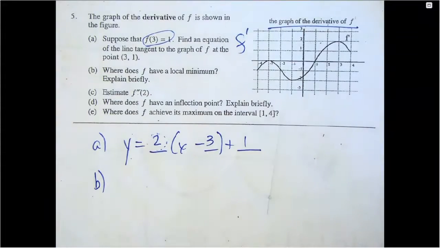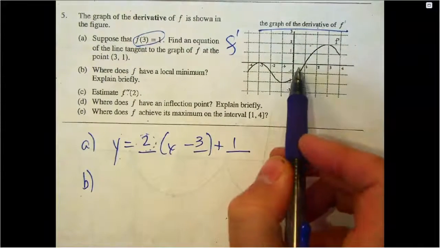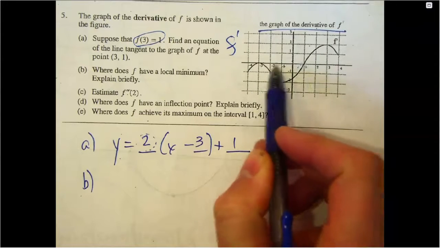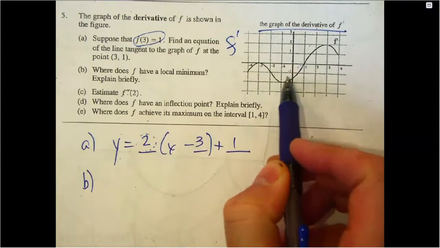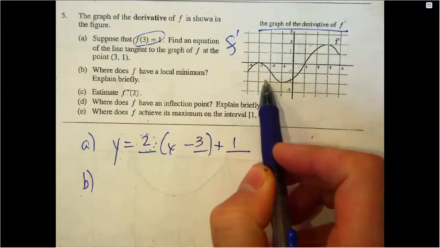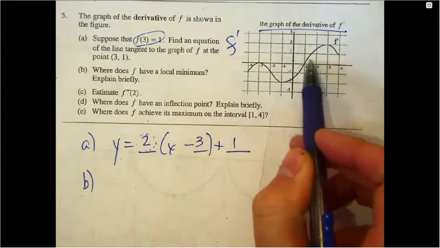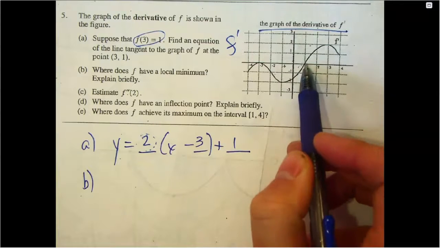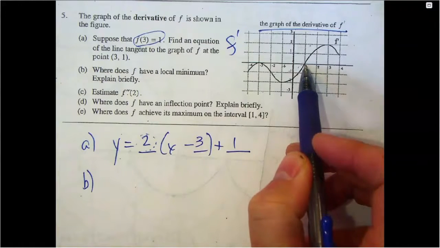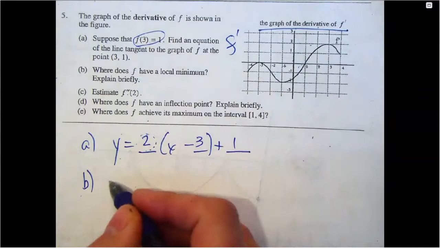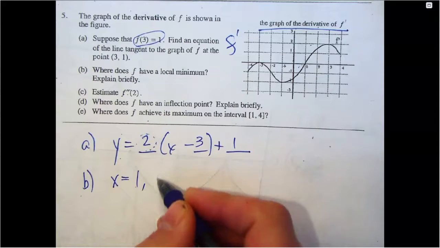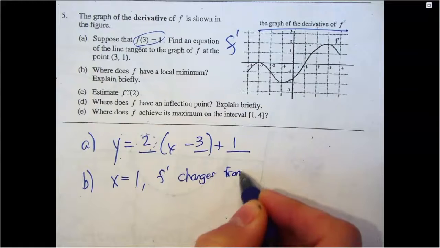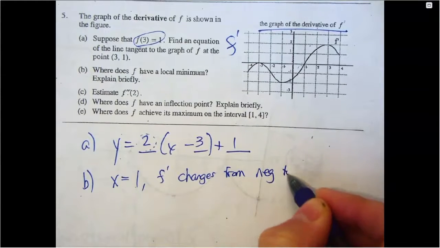Part B, where does f have a local min? So the original graph is doing what during all of this? Decreasing. The derivative is negative, or the derivative is below the x-axis. And then we go here where the derivative is above. So the original is increasing. So at x equals 1, the original switches from decreasing to increasing. So at x equals 1, since f prime changes from, be careful, don't put decreasing to increasing.